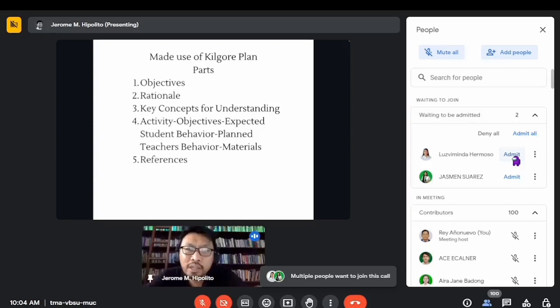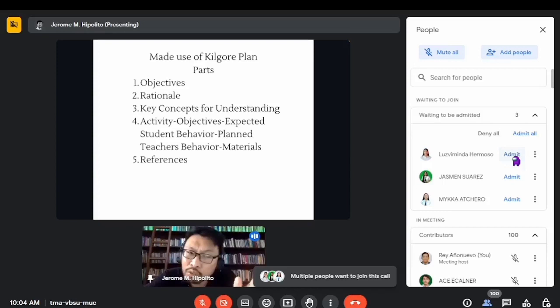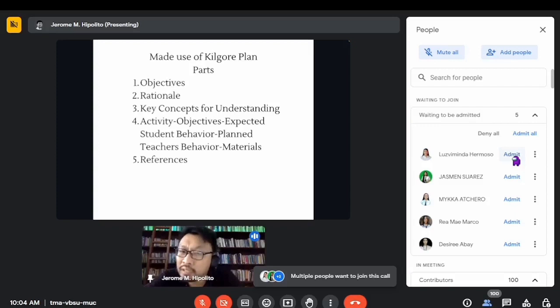And number four, yung pinaka-plan niya, tabularize ito. Ang first column is the activity. Ano yung activity? And then the objectives of the activity, and then the expected behavior of the student. What will the student do? And then the planned teacher's behavior. Ano yung mga gagawin ng teachers, and the materials to be used for that particular activity. So walang structure kung ilan ba yung activity. Basta sa Kilgore method, you have the activity, objectives, expected student behavior, planned teacher's behavior, and the materials. And then, of course, you have the references.